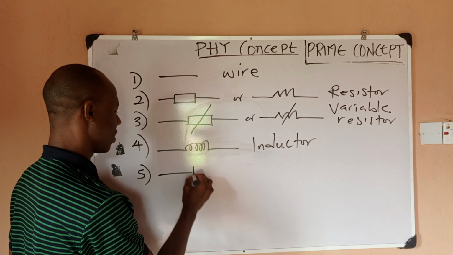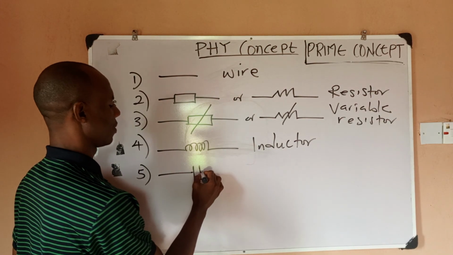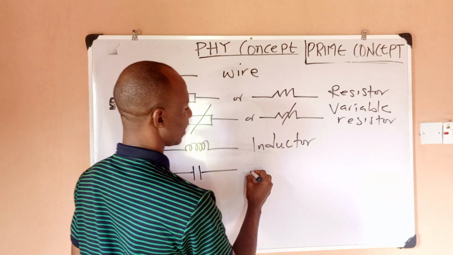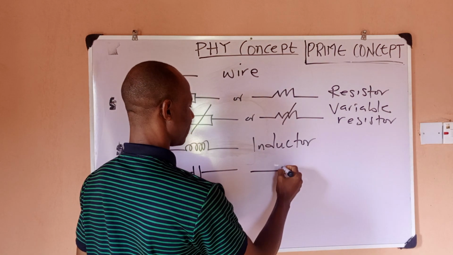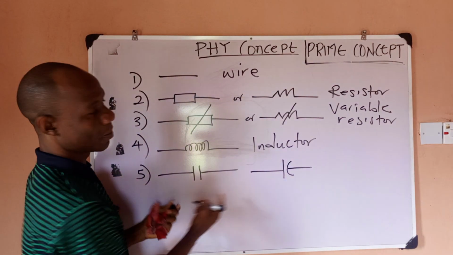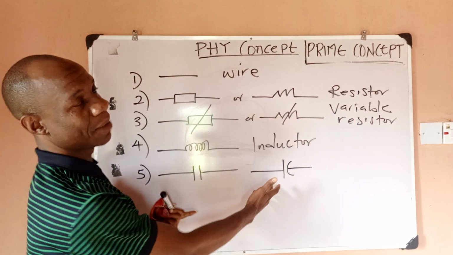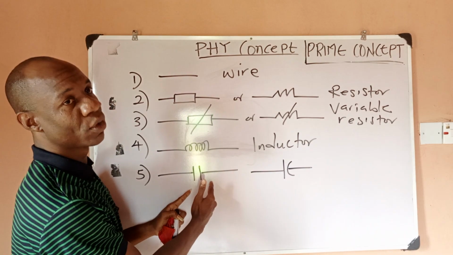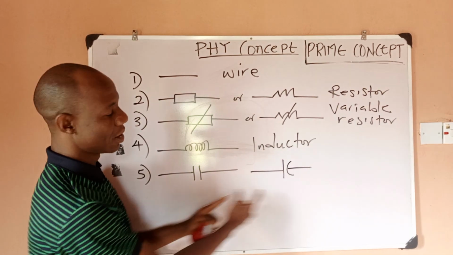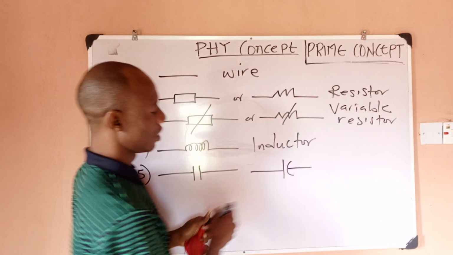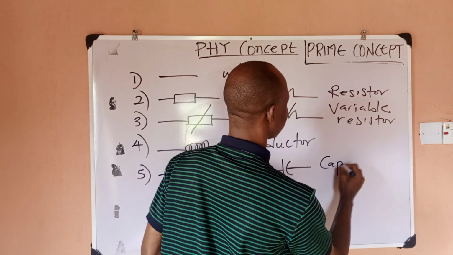Number five, we have a capacitor. A capacitor also has two symbols. This is one symbol for a capacitor, and we have another symbol, which is this. This is another symbol for a capacitor. For now, both of them are the same. But actually, this is a non-polarized capacitor symbol and this is a polarized capacitor symbol. This is what we'll be seeing more. So this is the symbol for a capacitor.